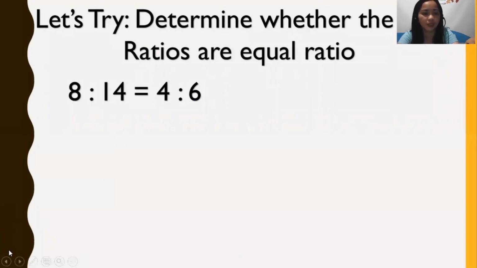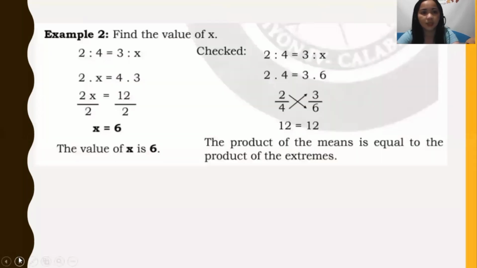Now, let's go to the next slide. Now, let's find here the value of the missing term, or let's find the value of x. In your module, you can see the example number 2. So here we have, find the value of x. As you can see, we have here a given proportion na may missing term. We have 2:4 equals 3:x. So nawawala ang last term.